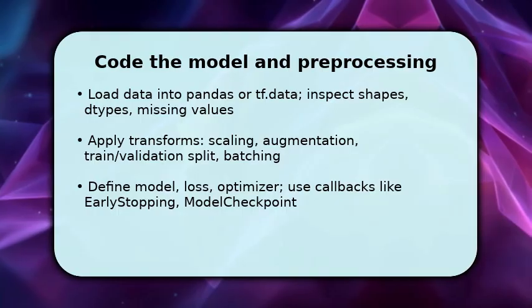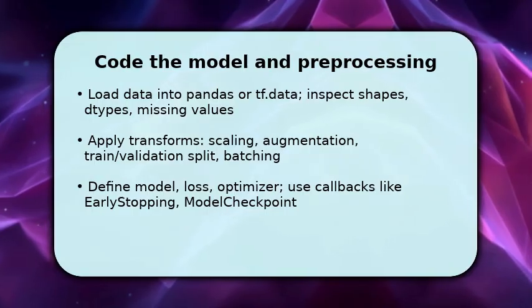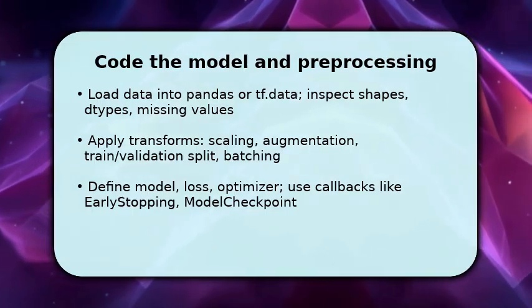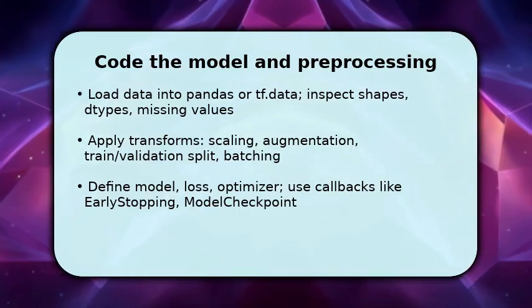Next, define your architecture, loss, and optimizer. Choose callbacks such as early stopping to prevent overfitting and model checkpoint to save best weights. These middle steps ensure reproducibility and efficient training.